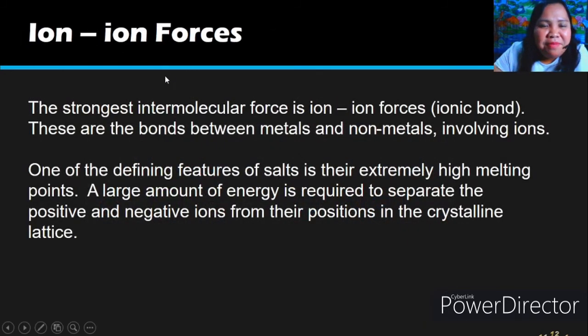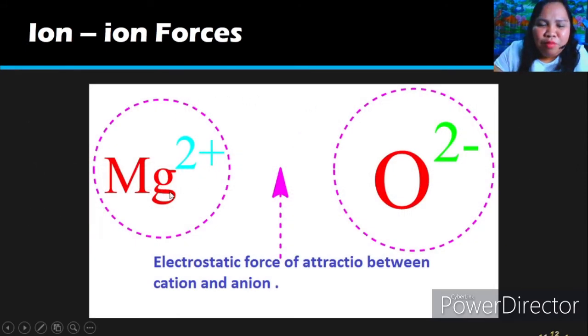Okay, so the next type of force is the ion and ion forces. This is the strongest intermolecular force. And these are bonds between metal and nonmetals, okay, involving ions. So one of the defining features of salts is their extremely high melting points. Remember that we need a large amount of energy to separate the positive and negative ions. Okay, so example of that one, we have magnesium here and oxygen. They have electrostatic force of attraction between those ions.